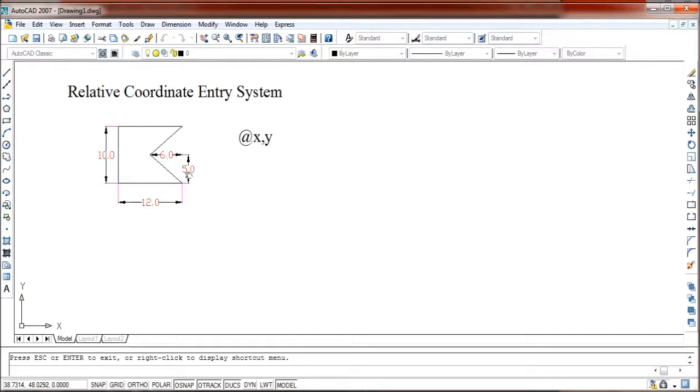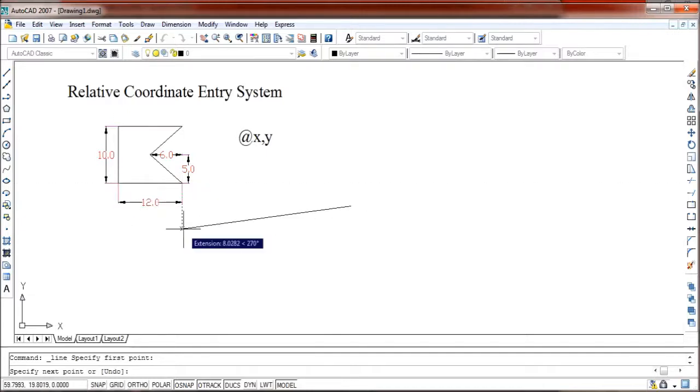So let us start working on this command. I have to go to the line command, then click on line. Specify first point. Let me specify my first point by clicking in the drawing area using the left mouse button. This is my starting point, that means this point is 0,0. The next point I'm going to enter.